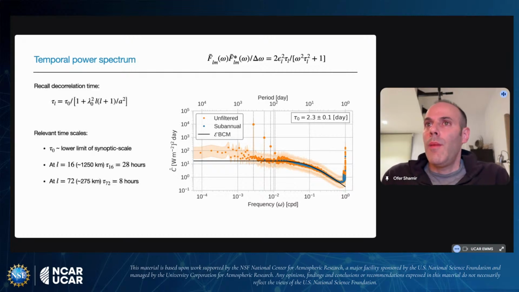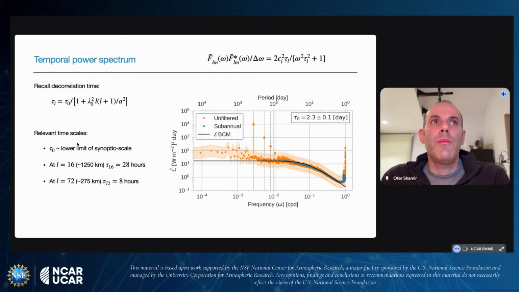And tau 0 is the upper bound on the temporal decorrelation. And that means that our background decorrelates faster than synoptic scale weather, because the lower limit of synoptic scale weather is sometimes taken as 2 days. So the background decorrelates faster than that. The effective temporal decorrelation is given by tau L, and it decreases with increasing L, meaning it decreases with scale, meaning smaller scales decorrelate faster.